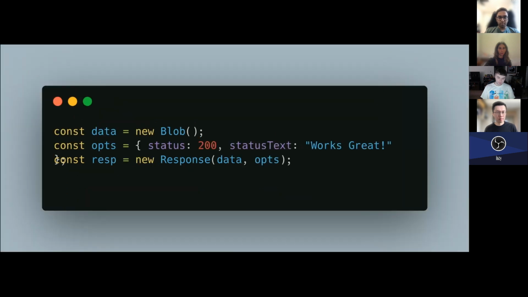We also have Blob. You can say new Blob, and in this case, I'm passing in status 200 and statusText works great. There's a param. I think there is a missing curly brace which probably got formatted to the next line. And then you could say new Response with data and options. So you can create this new Response based on your data and options that you have. The option says it's 200, everything works fine.